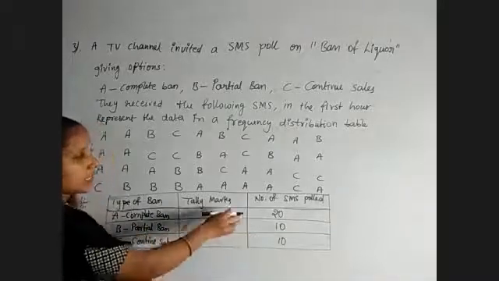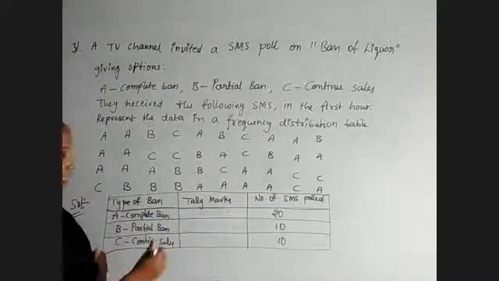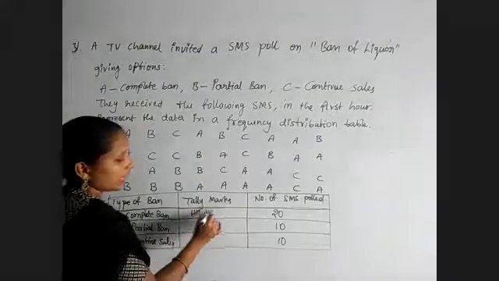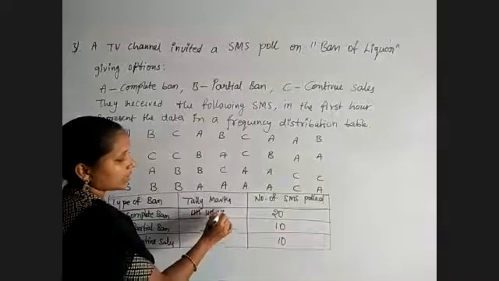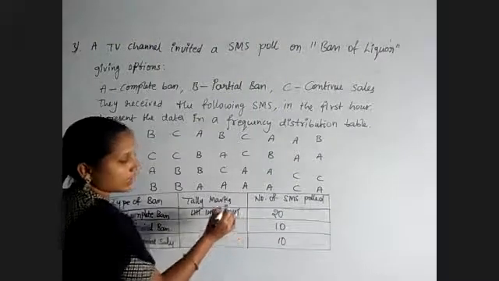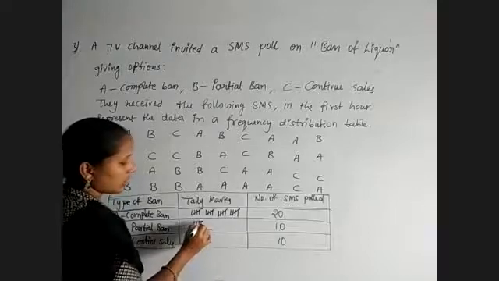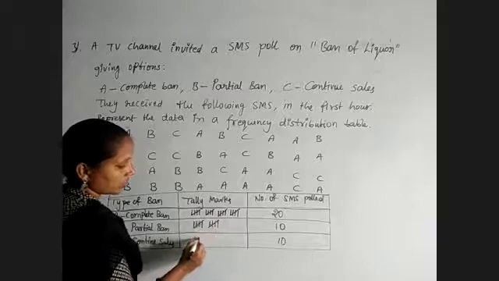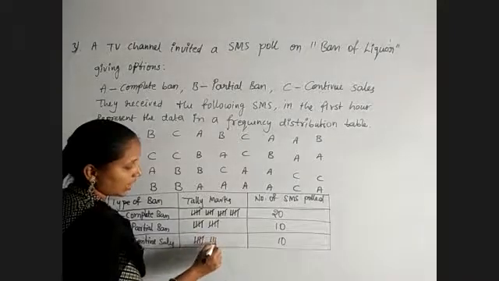Now represent those values by using tally marks. 1, 2, 3, up to 20. And 1, 2, 3, up to 10. And again 1, 2, 3, up to 10.